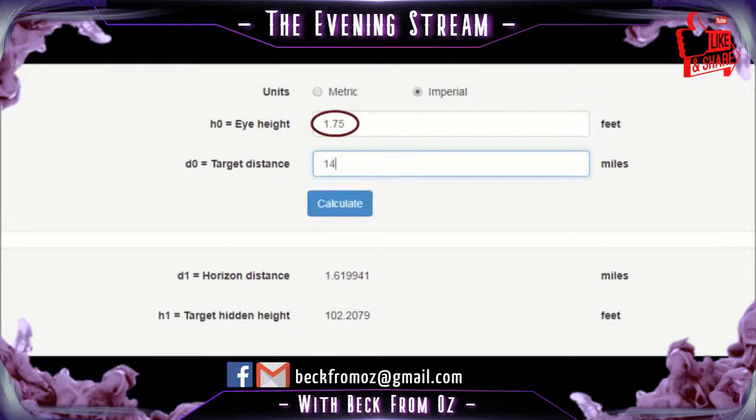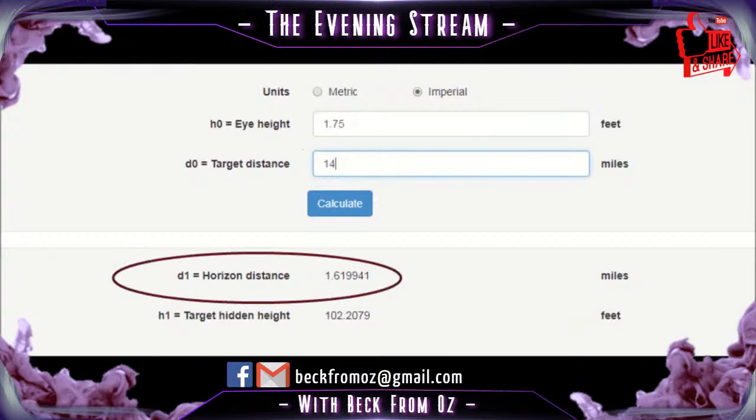Wow. So at 12 miles, there should be 102 feet that is blocked by water. Do you know what I mean? Because if the water's curving, there should be 102 feet blocked. So let this play again. And this is a curve.